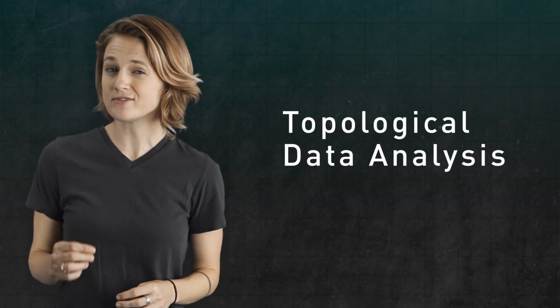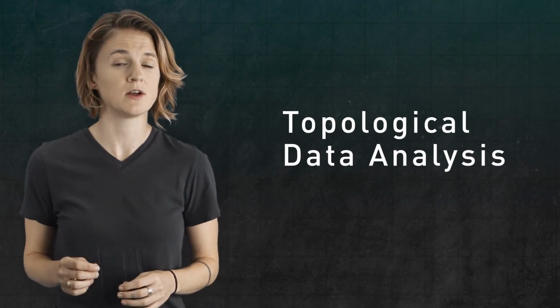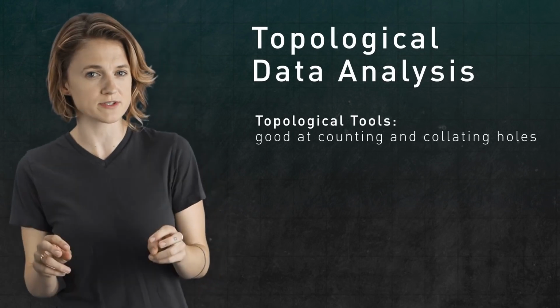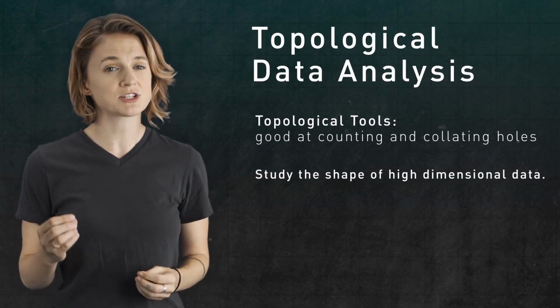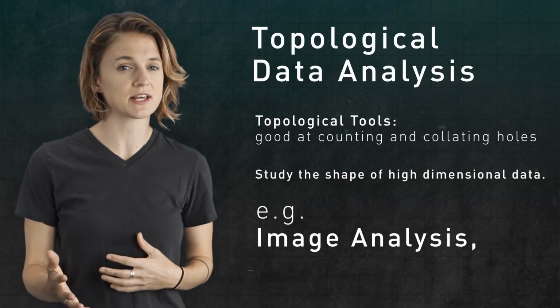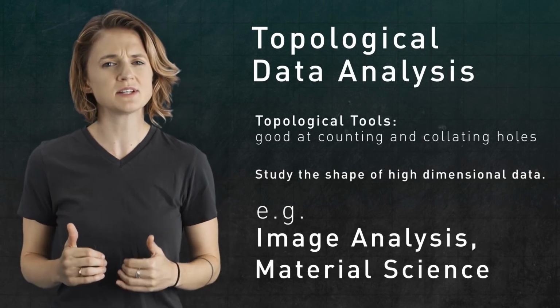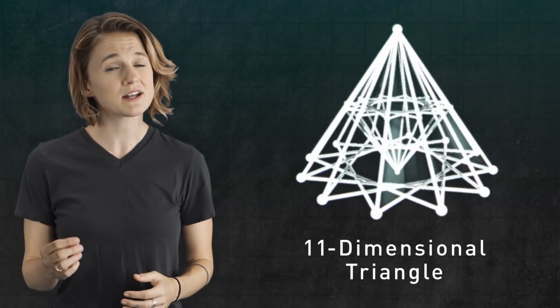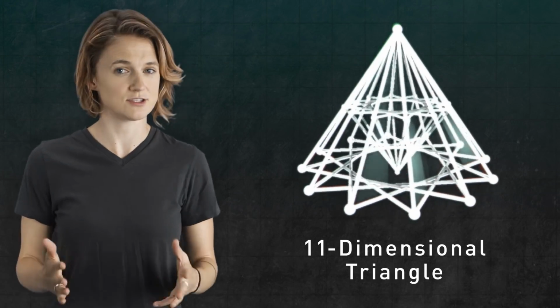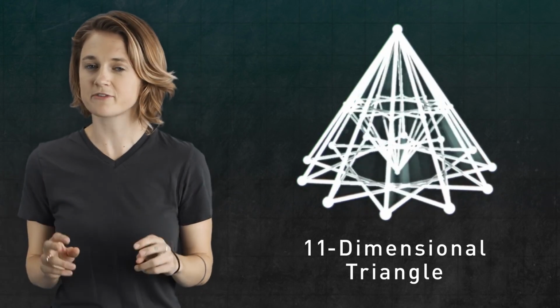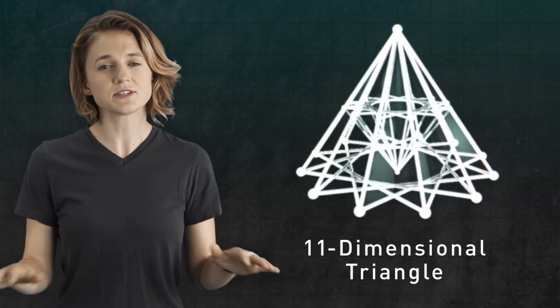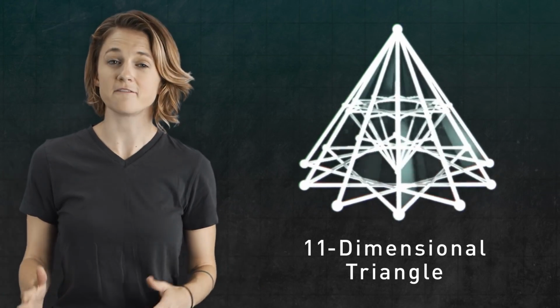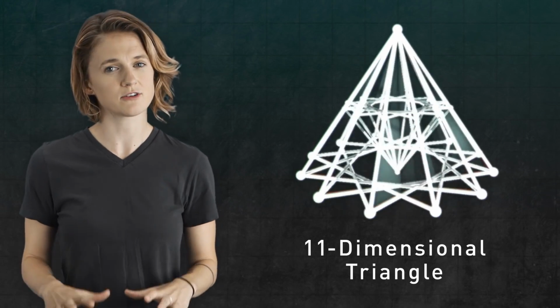And neuroscience isn't the only place where topology is finding practical application. Topological data analysis is a thriving new field which uses the tools of topology, remember the ones that are good at counting and collating holes, to study the shape of high-dimensional or noisy data in areas like image analysis and material science. It can be tempting to dismiss an 11-dimensional triangle as a goofy mathematician's construct. But part of the beauty of mathematics is, as Eugene Wigner said, its unreasonable effectiveness in the natural sciences. Throughout history, even the most abstract mathematics eventually finds its way into our concrete physical world.